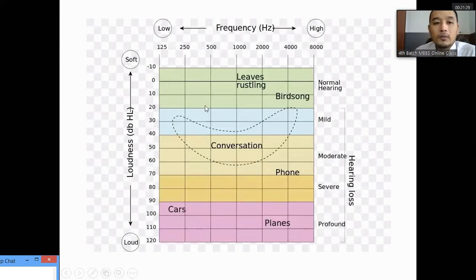Now, this graph shows the normal hearing. The normal human ear is from -10 decibel to 25 decibel, and from 25 to 40 is mild, moderate is 41 to 55, and from 55 to 70 is moderately severe, from 70 to 90 is severe, and then profound. And this is the conversational area of the human auditory field.